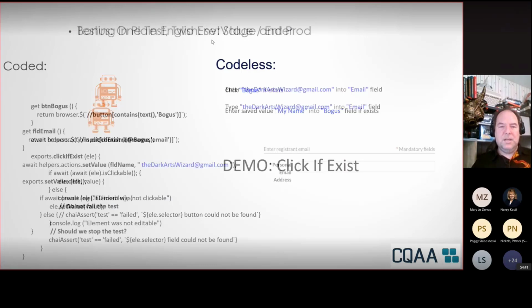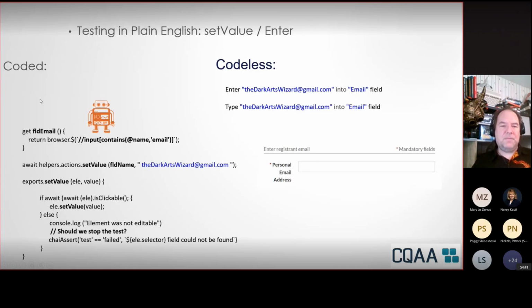We've gotten through this. Next thing is testing in plain English, set value, entering the dark arts wizard into an email field. I actually did this just moments ago, putting in my email field into our site over there as we are registering. If I wanted to do it as coding, well, this is why you do it. There's an email field out there with the name email. Notice I'm using contains inside of my locators out there because it might have different ways that email is written.